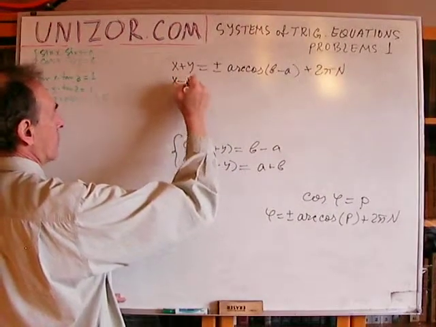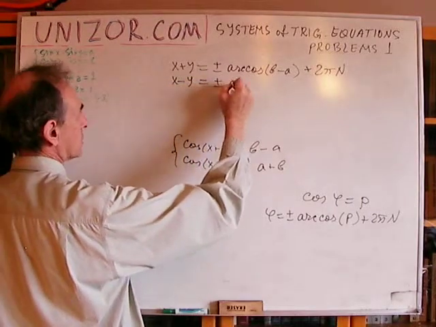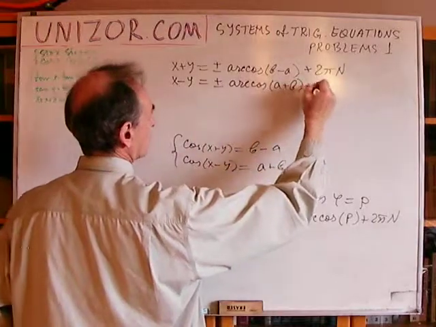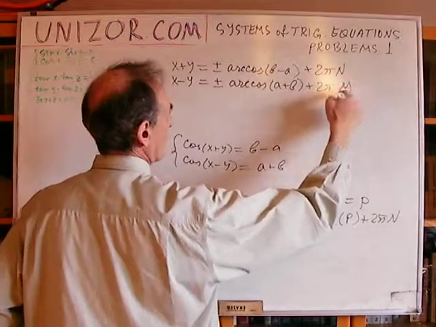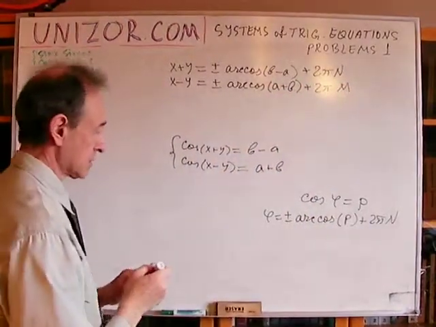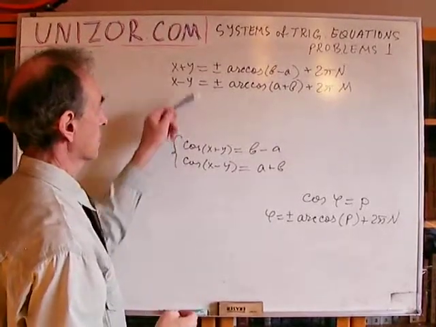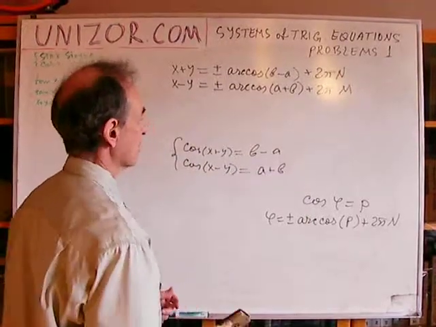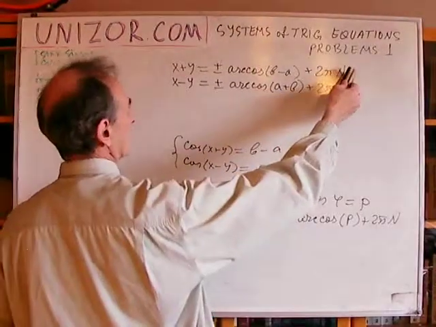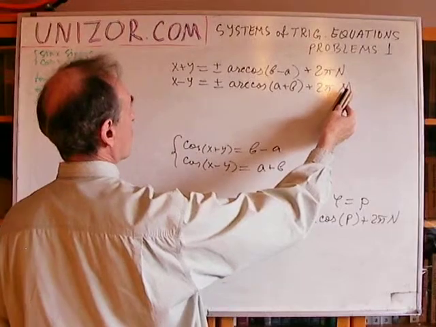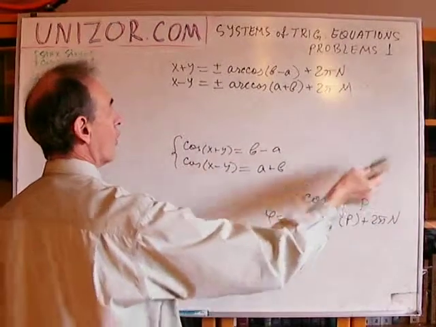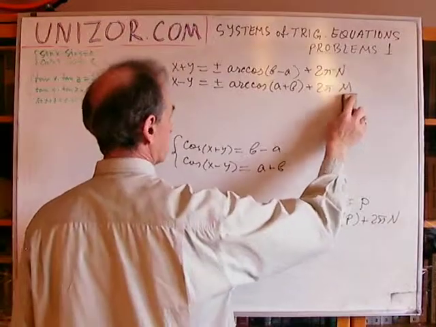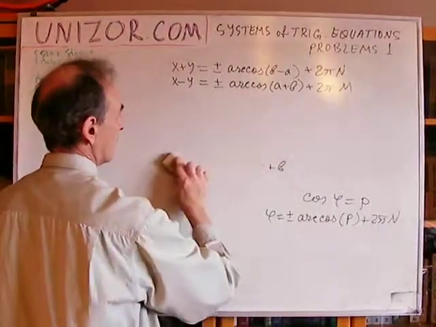And x minus y is equal to plus minus arc cosine of a plus b plus 2 pi m. I use a different integer because these are completely different things, and we might actually use different integers, not necessarily the same. So in this case I can add, for instance, 0, and in this case 1, and it will be a solution. Or in this case minus 3, and in this case plus 5. That's a solution.